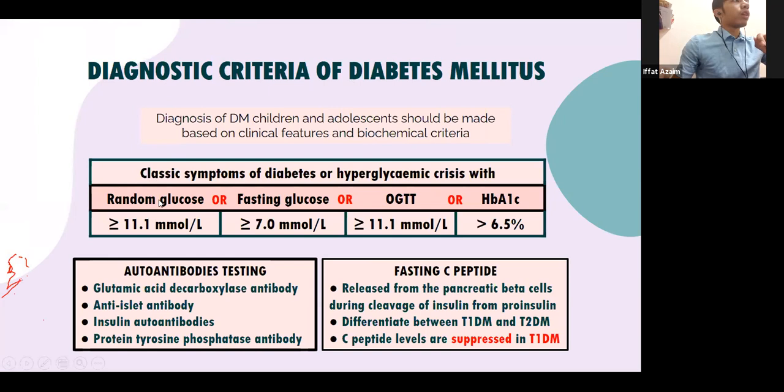There are four parameters: random glucose, fasting glucose, oral glucose tolerance test, and also HbA1c, which I call glycated hemoglobin. If it is higher than the normal range, we can diagnose it as diabetes mellitus. But in order to differentiate between type 1 and type 2, there are two more investigations that we can do.